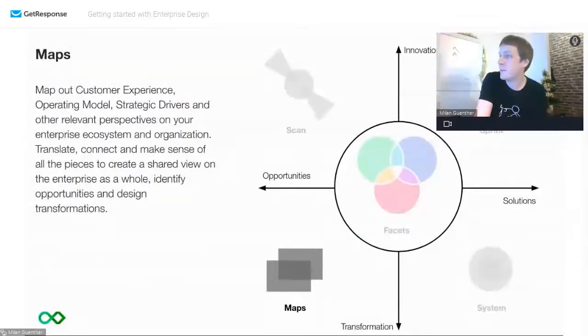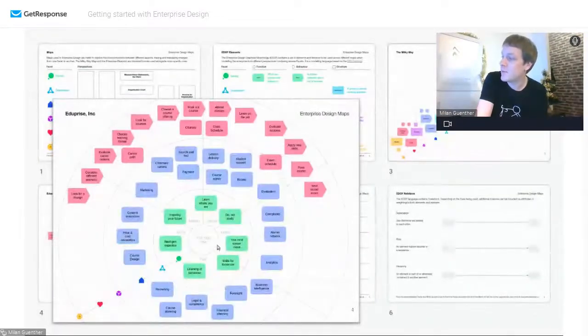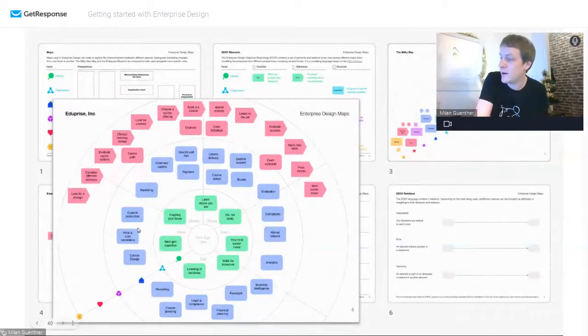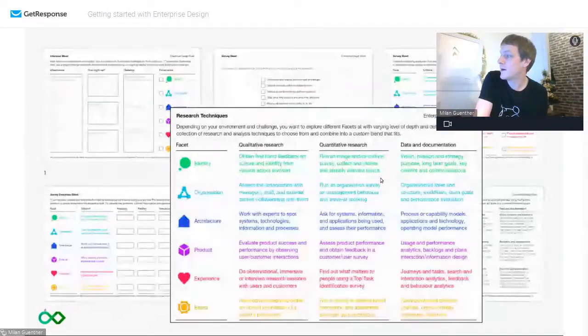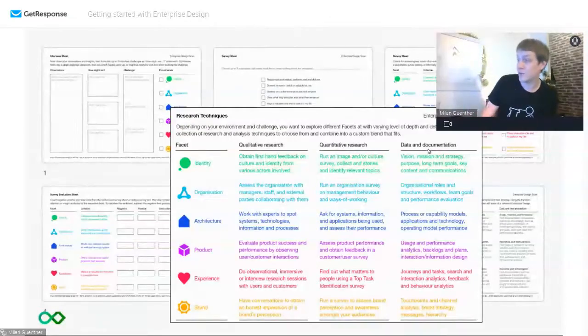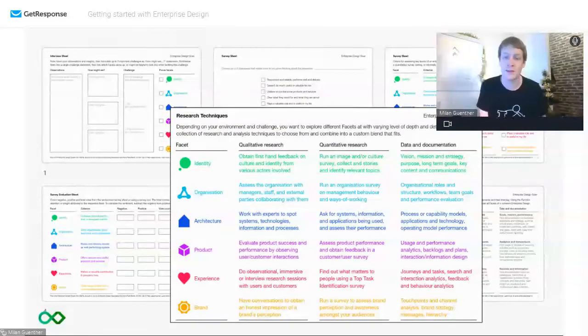You have the maps, especially the Milky Way map, which is a format that has been invented by one of our core members, Annika Kleiber in Sweden, where we look at how to combine the identity, the purpose of the enterprise, with its architecture and things like customer experiences, top tasks and journeys. We have the scan, where we look at qualitative, quantitative, or data-driven and documentation, like desk research-driven techniques that we can use to find out about the enterprise and its environment, and some templates for doing that.